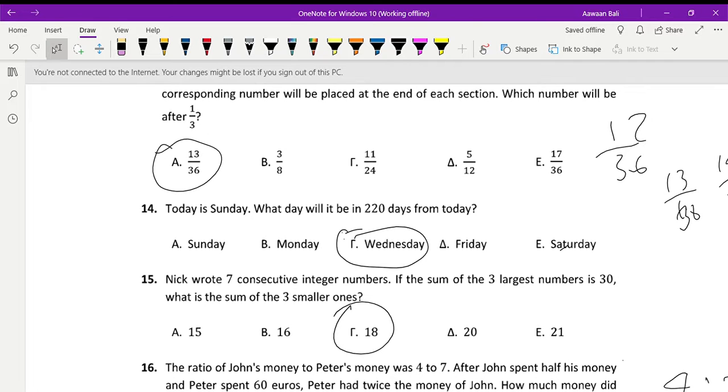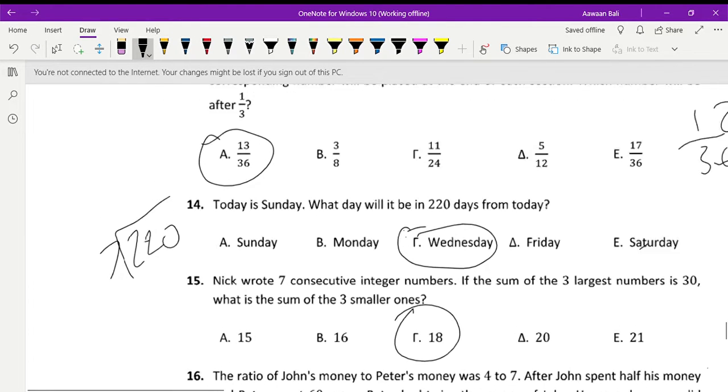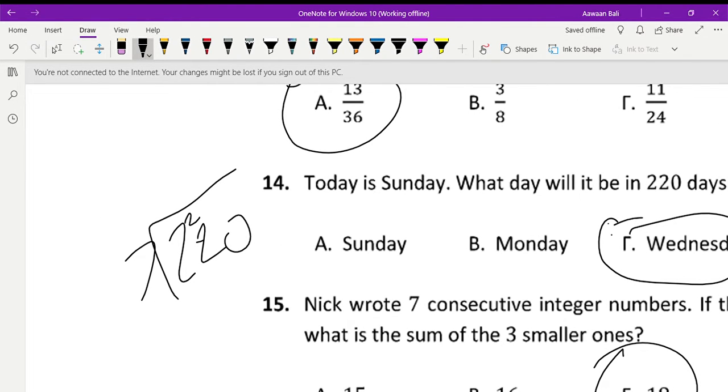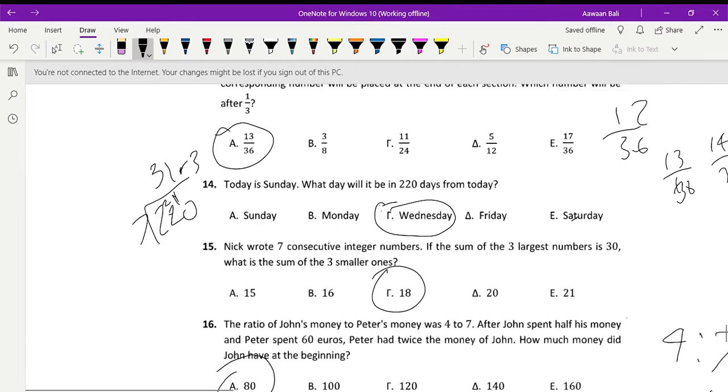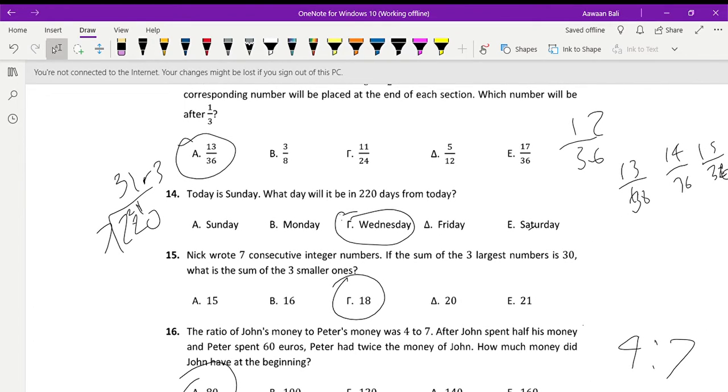Question number 14. Today is Sunday. What day will it be in 220 days from today? Okay, so what we can do is we basically do 220 divided by 7. Let me put the 2 here, 3, 21, 1, 1, and then remainder 3. So basically, after 31 weeks, it'll still be Wednesday, but there's a remaining of 3 days left.